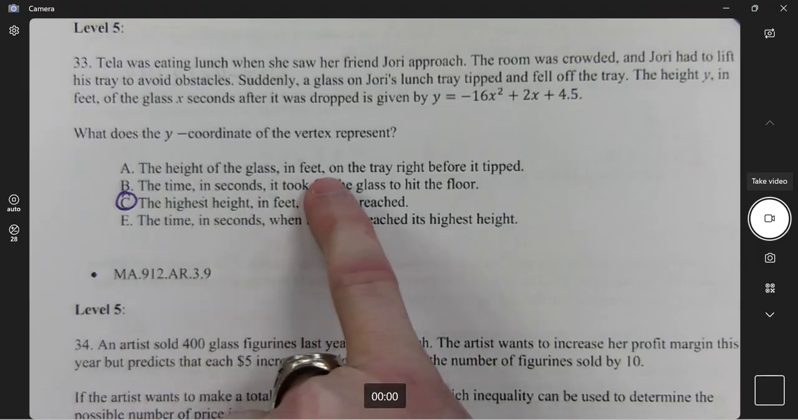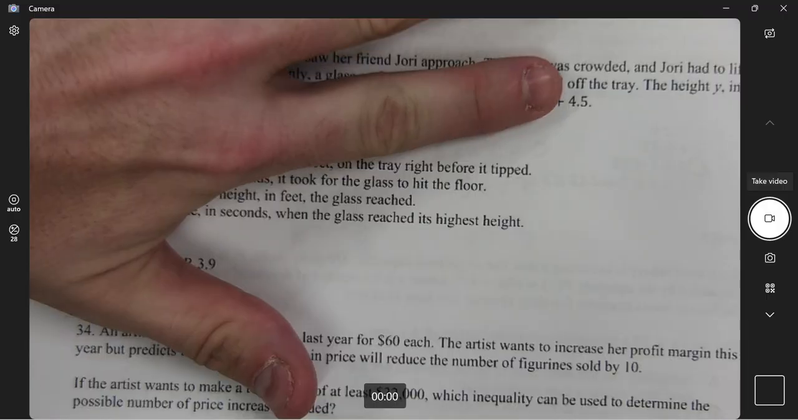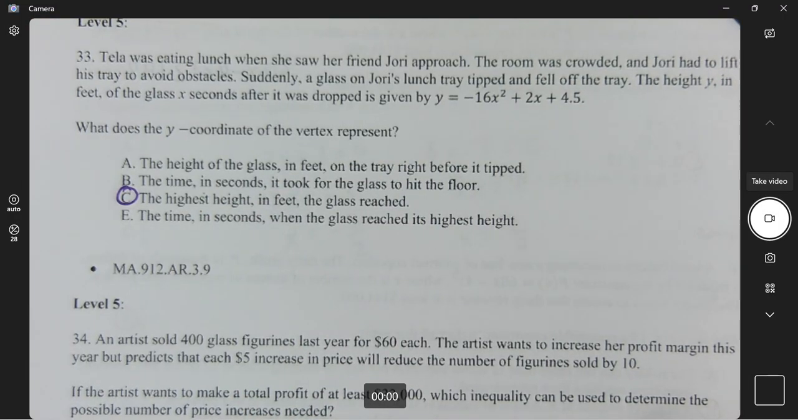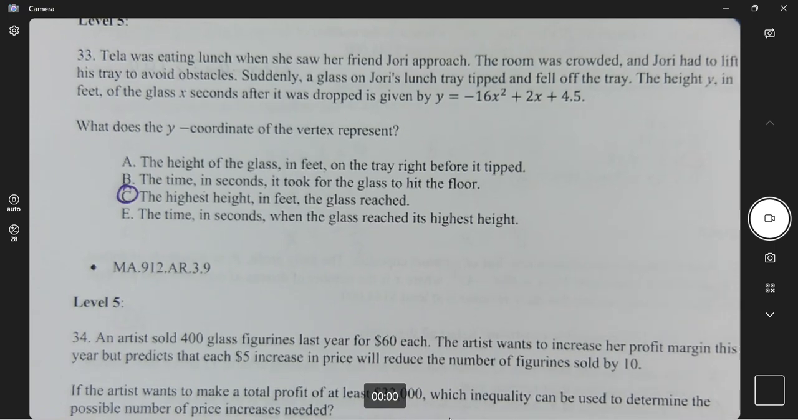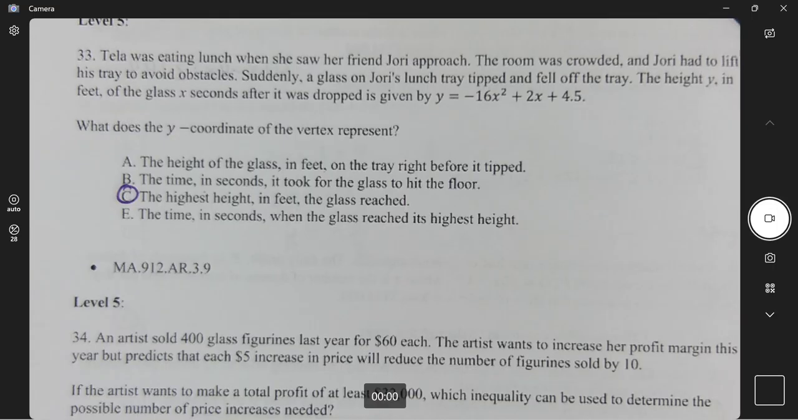So height of the glass in feet of the tray right before it tipped, that would mean 0 time. So that would be the y-intercept, so 4.5 feet off the ground. Time in seconds it took for the glass to hit the floor. If we go back to the graph, hitting the floor gets you a height of 0, so it'll take you 0.5965 seconds for it to hit the floor.